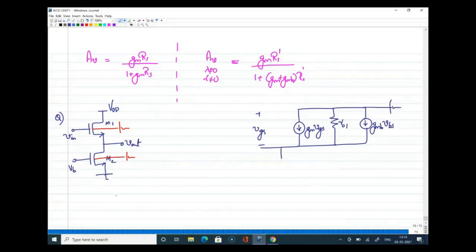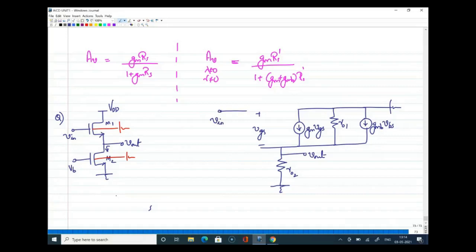Now here is the M2 device. I'm interested to find the resistance here. Gate is connected to VB, but for small signal the gate will be ground. Looking at the drain, this resistance, by considering channel length modulation, I can directly say that this is equal to R naught. Since it is M2, I will write this as R naught 2, and this is the output node Vout. I hope it is clear what I have drawn now.